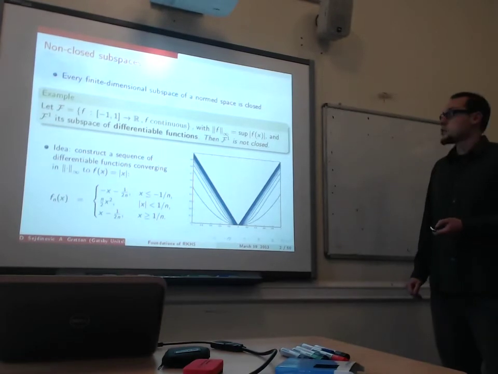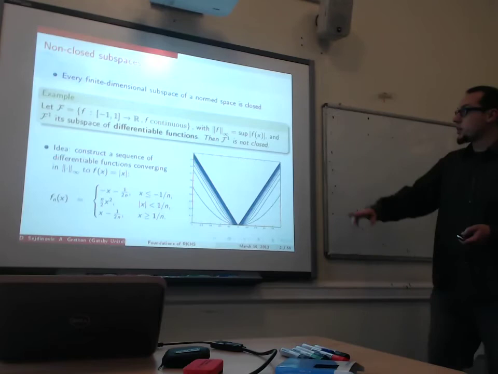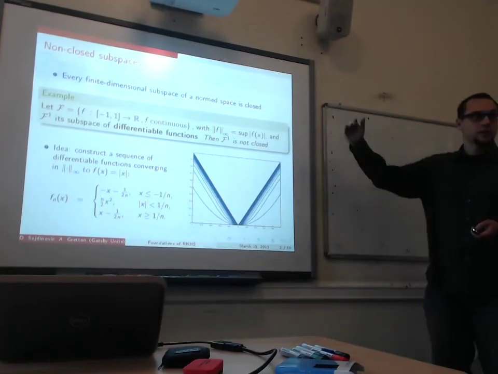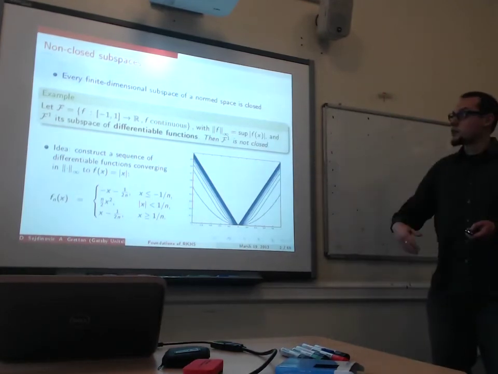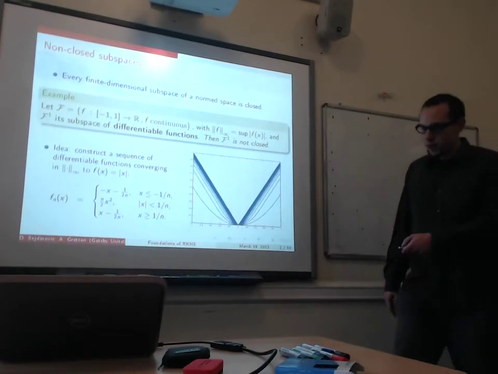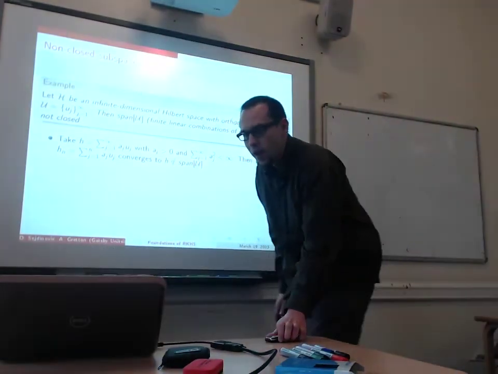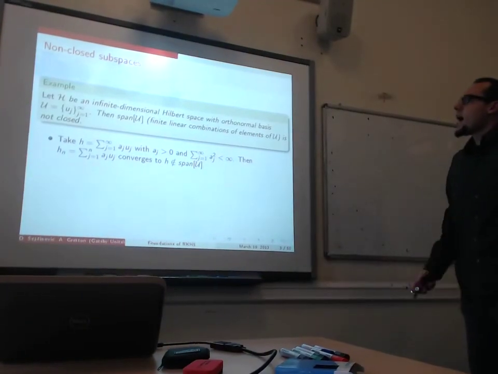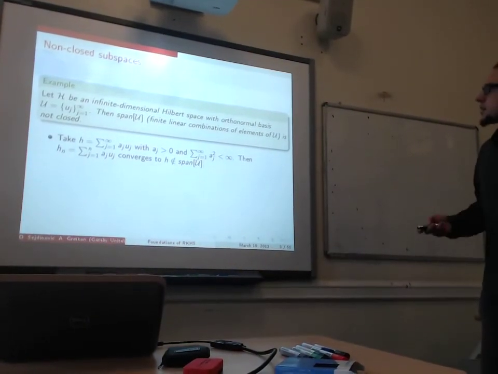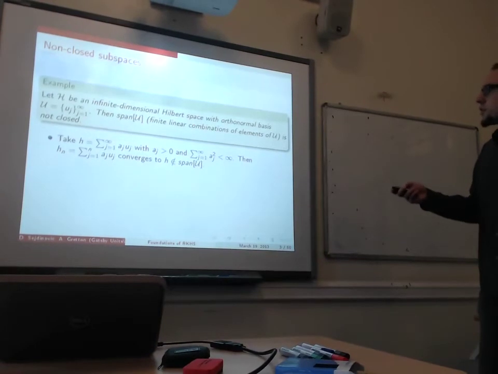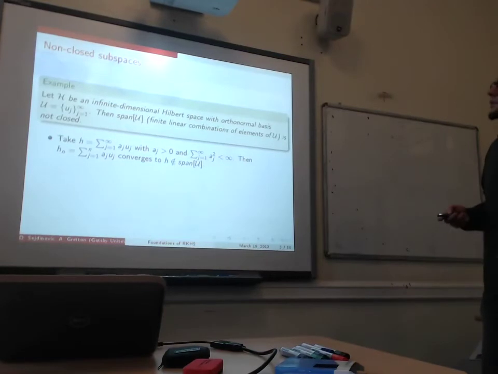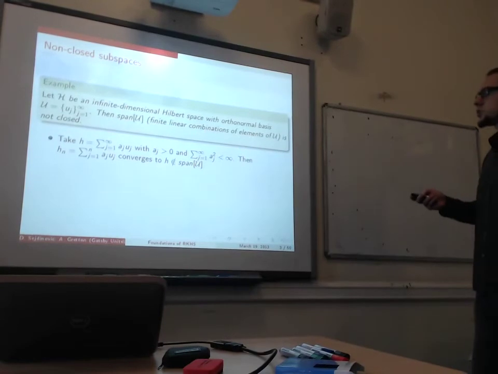Okay? So that's one example, but you can say, well, that's not a Hilbert space. So is it the case that in a Hilbert space, every subspace is closed? And this is a counterexample for that. So I have an infinite dimensional Hilbert space, and we know that every Hilbert space has an orthonormal basis. So I pick one orthonormal basis, say U, and then I want to consider the space that is the span of U, which is defined to be the set of all finite linear combinations of elements of U.